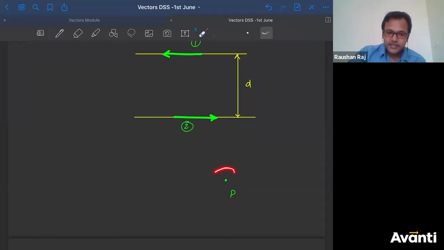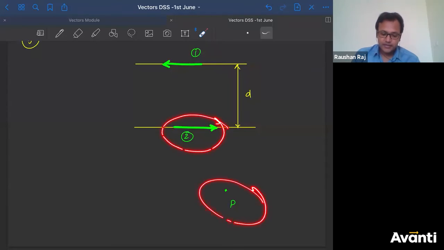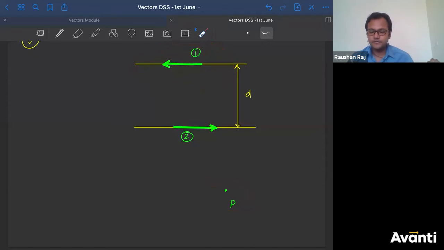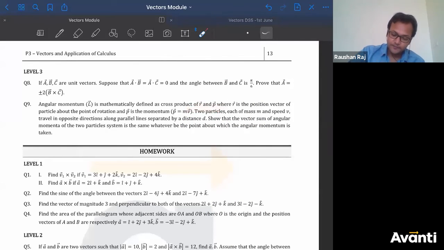So if this is the point about which we have to find the angular momentum, how many particles are there? There are two particles, 1 and 2. You have to find the vector sum of angular momentum. That means find angular momentum of this particle about this point, then find angular momentum of this particle about this point, and then add them. Okay? What is angular momentum? It is defined as r cross p. What is r? Position vector of particle about point of rotation.